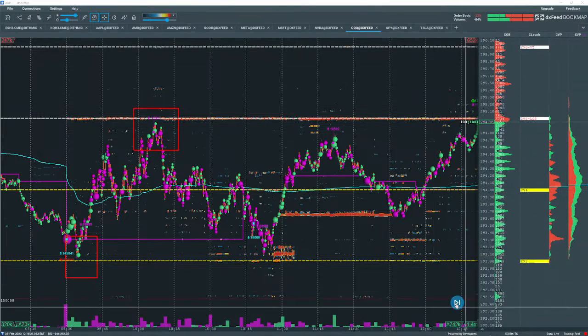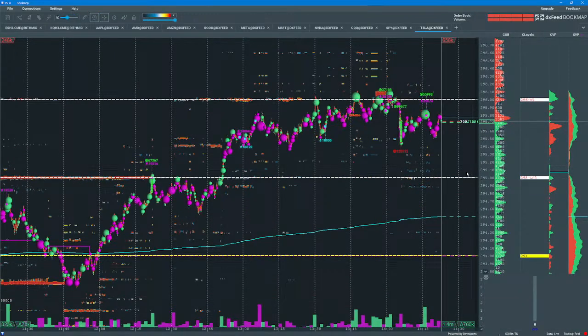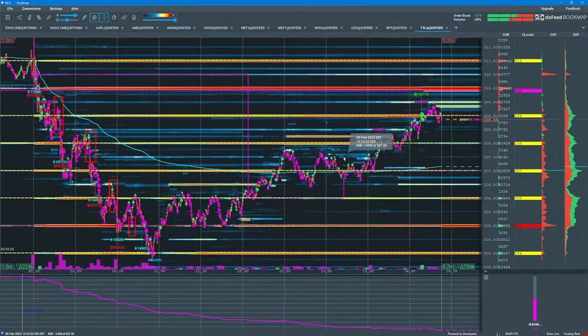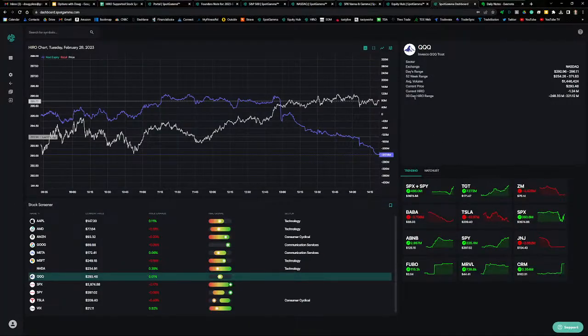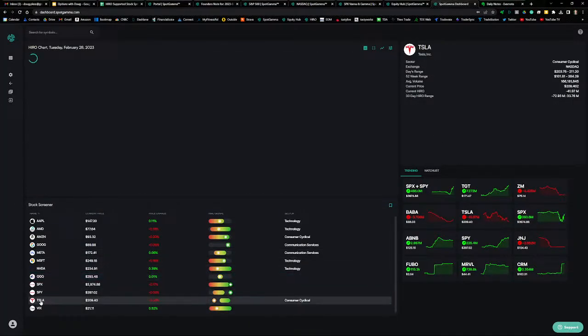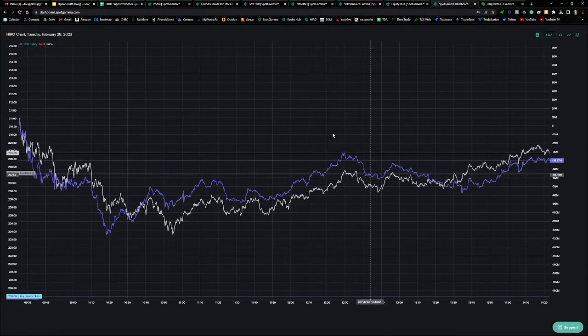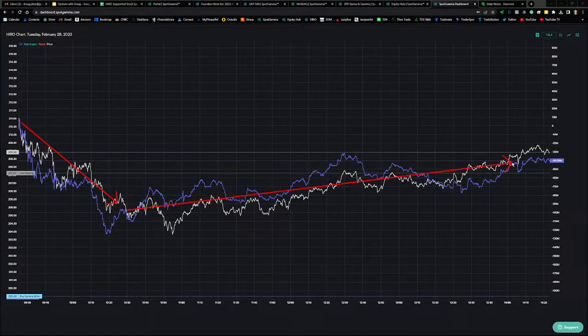All right, let's take a look at Tesla. And with Tesla, there is very often, almost always, a very strong correlation between hedging flow and price action. So hedging flow confirming both the downtrend and the uptrend. Let's see what traders are doing.